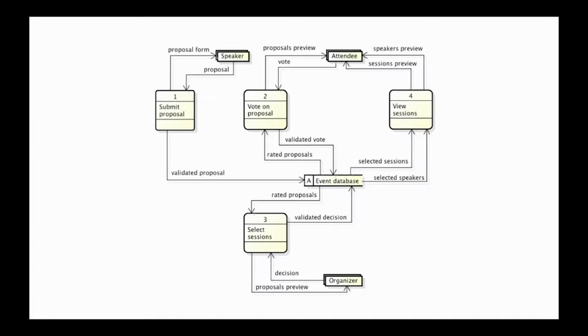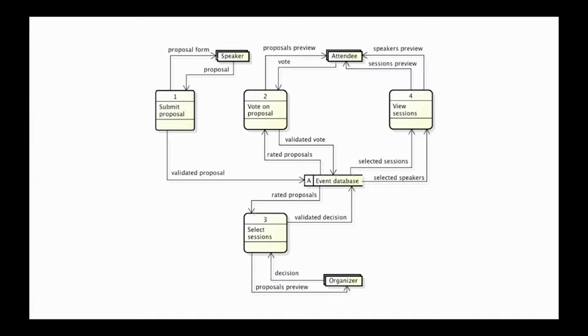2 vote on proposal, 3 select sessions, so that's something the organizer does, and 4 view sessions, so that's something the attendee gets. And you have the same external entities, and all the inputs and outputs that go from the processes to those external entities, those 3 people, there's still 8 inputs and outputs, and it's all the same data. What changes is that you now split it into more parts, and then you can see internally how it works, right? You can have different databases. Maybe they go through other processes inside.